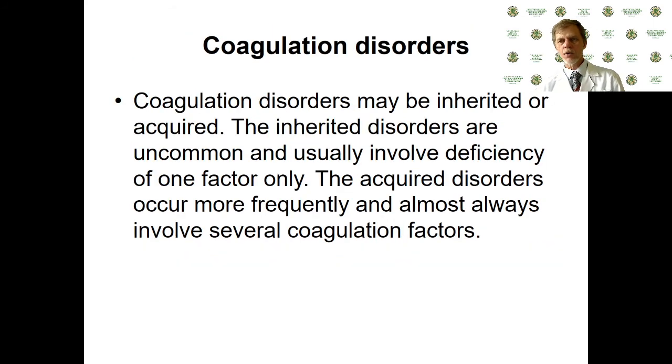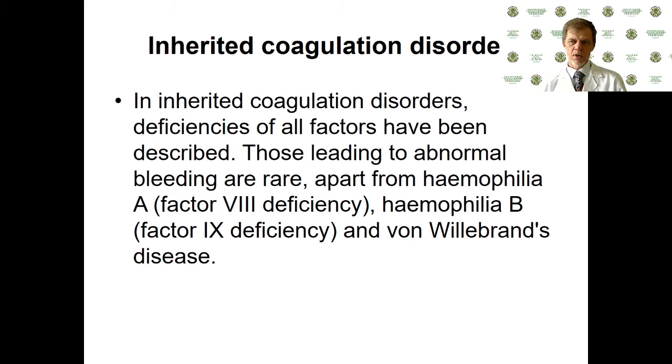Okay, next, coagulation disorders. Coagulation disorders may be inherited or acquired. The inherited disorders are uncommon and usually involve deficiency of one factor only. The acquired disorders occur more frequently and almost always involve several coagulation factors. With inherited coagulation disorders, deficiencies of all factors have been described. So a factor may be absent due to some genetic problems. Those leading to abnormal bleeding are rare apart from hemophilia.